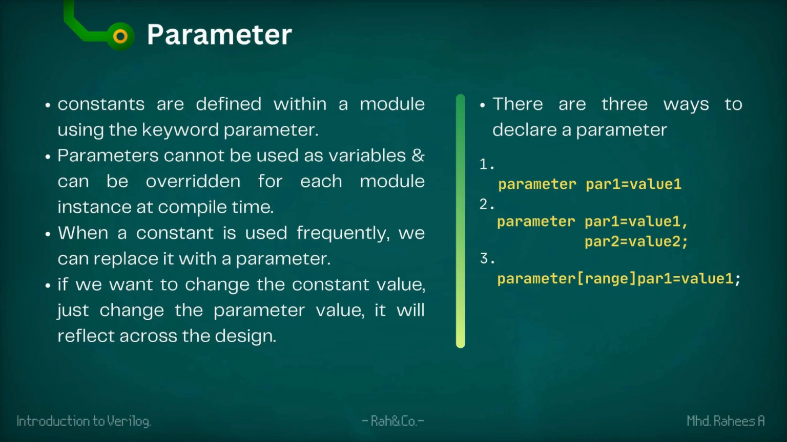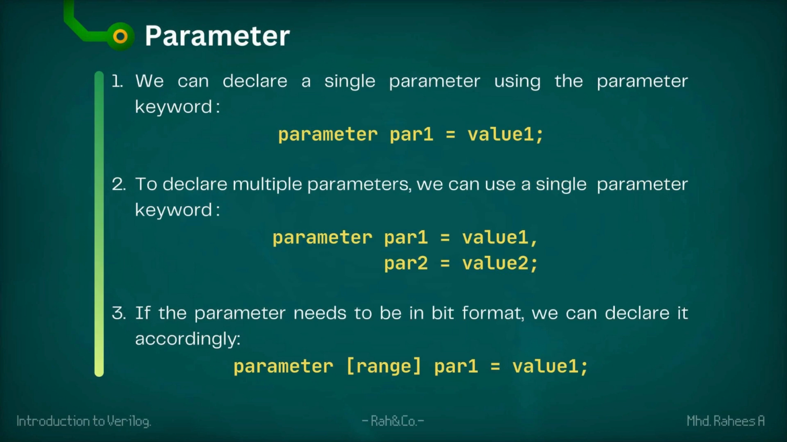There are three ways to declare a parameter. We can declare a single parameter using the parameter keyword as follows. Parameter pair1 = value1. In this case, pair1 is a parameter and its value is value1. To declare multiple parameters, we can use a single parameter keyword as shown. Parameter pair1 = value1, pair2 = value2. Here pair1 is the first parameter with a value of value1 and pair2 is the second parameter with a value of value2. We can declare as many parameters as needed by separating them with commas.